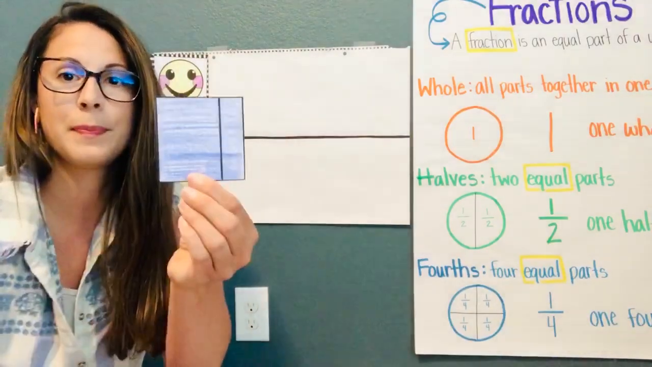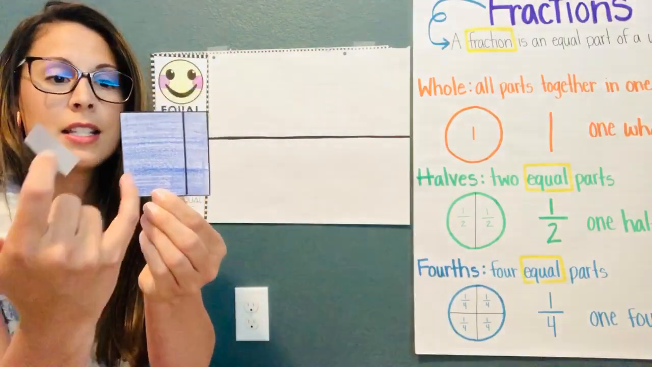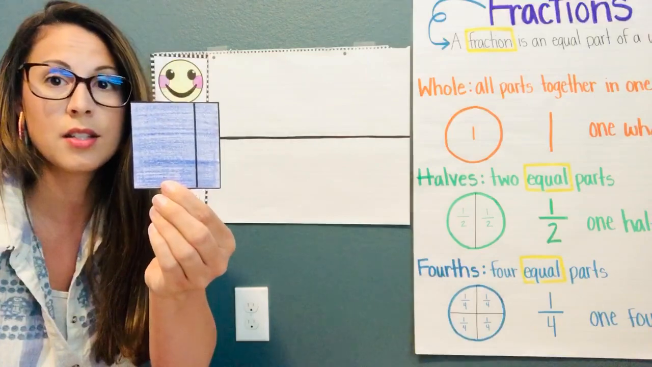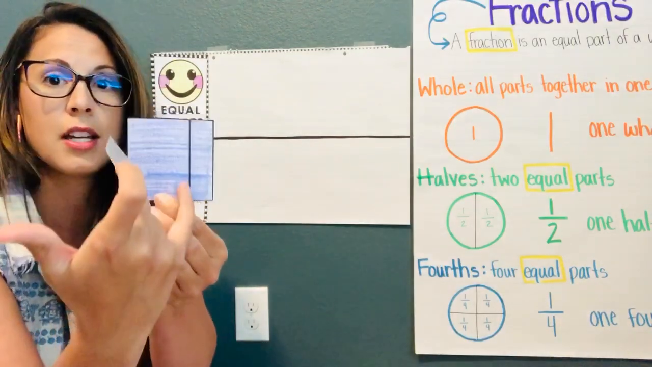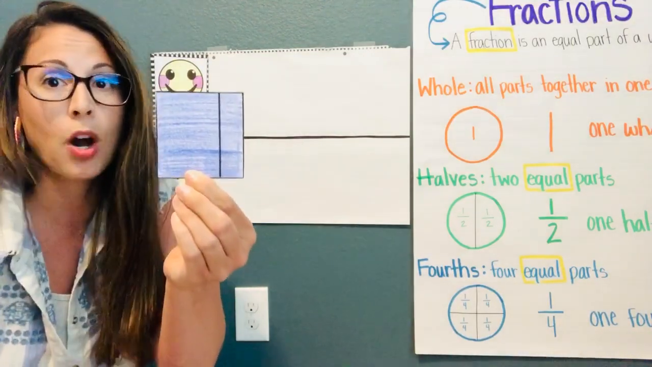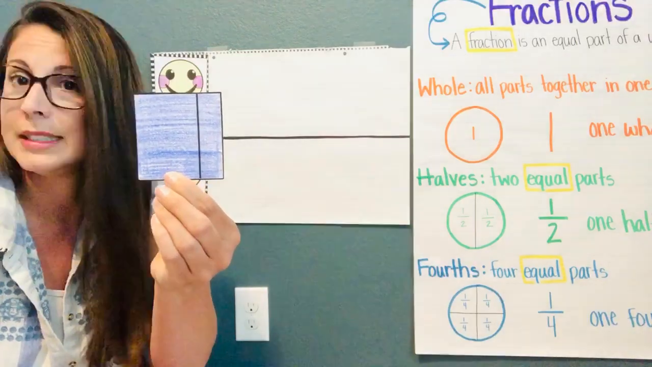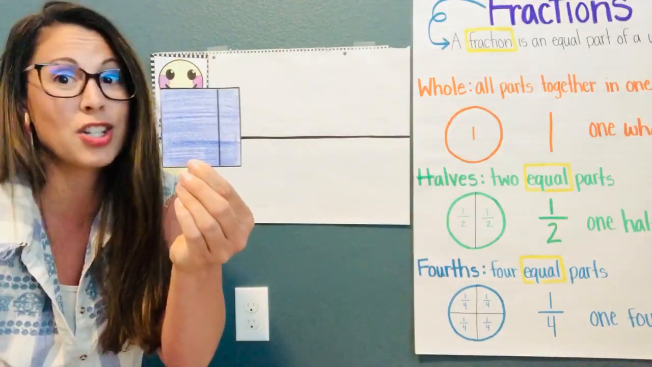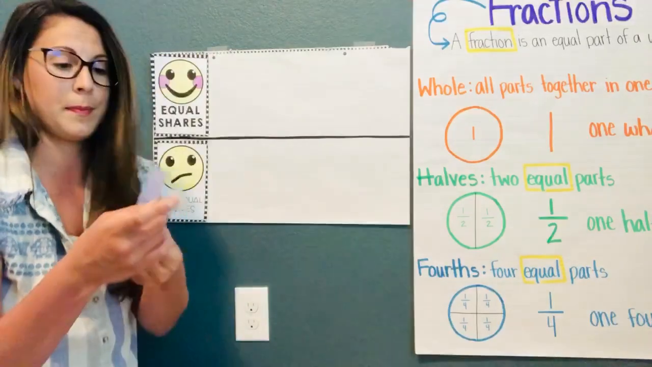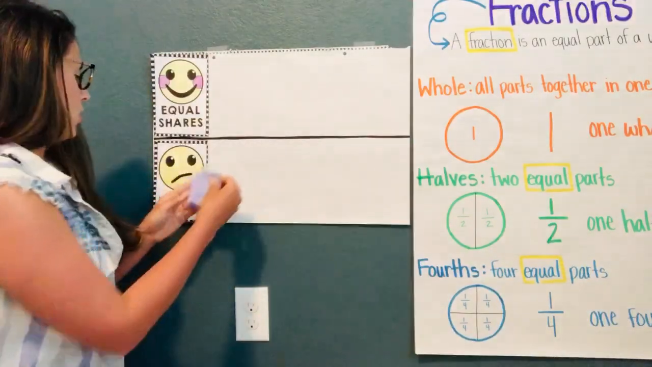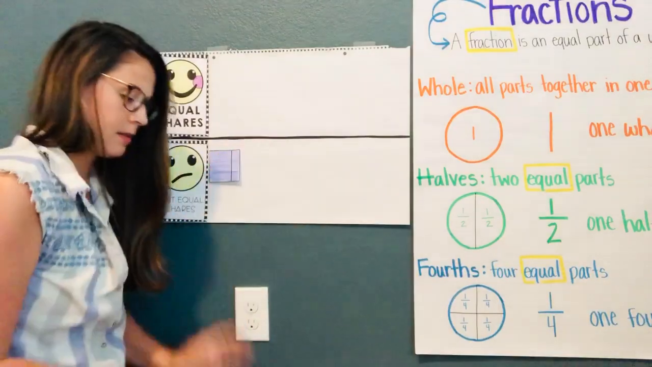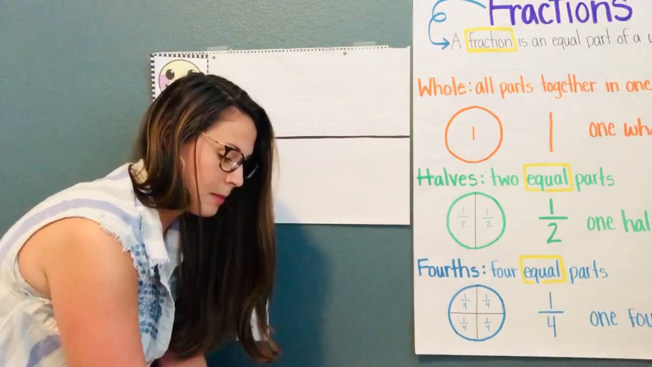So let's look at this shape. It has 2 shares, 2 parts. It's partitioned right here. Partition means divided. But are they equal? Is it a fraction? You're right. It's not a fraction because they're not equal. They are not fair. So we're going to put that under not equal shares. Let's look at my next one.